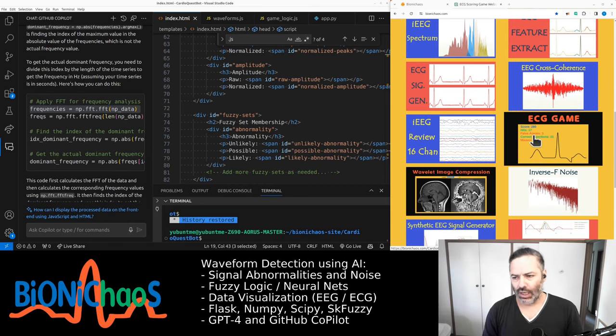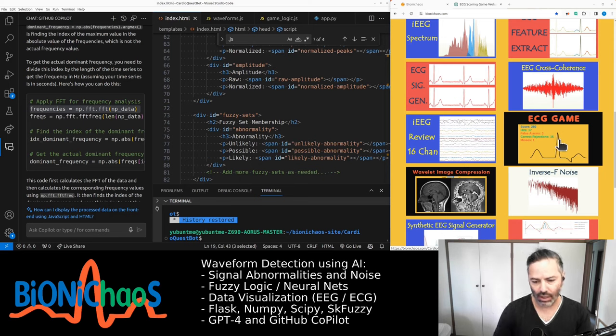And because we're working with ECG data as well, one of the tools that we have on the side that was quite popular is this ECG game. We will use that one to develop a fuzzy logic and neural network application that will essentially play the game and do detections for you or against you. So it would be interesting, so you could see how well you are performing against the bot.